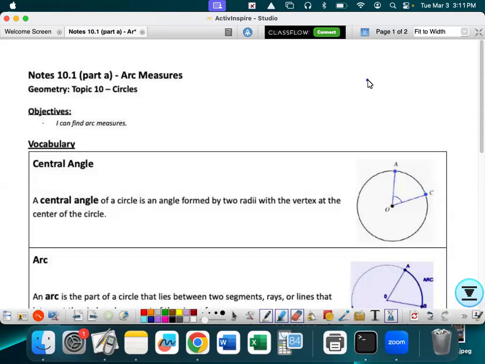Central angle. So central angle is formed by two radii. Remember, a radius is the distance from the center to an edge. So those are two radii. The central angle is formed at the center between those two radii. So this would be my central angle. So I'm going to go ahead and choose red. I'm going to put that there and then label that central angle.